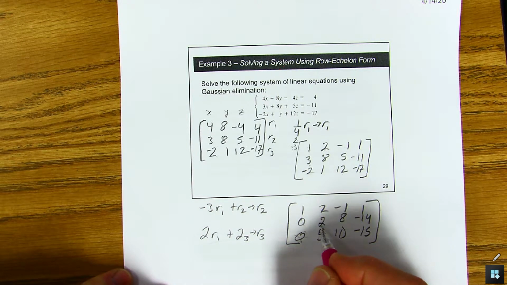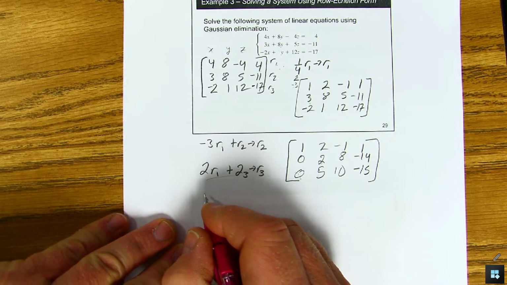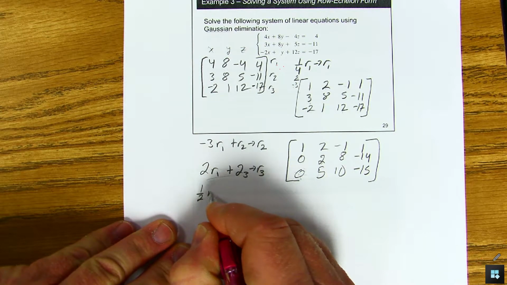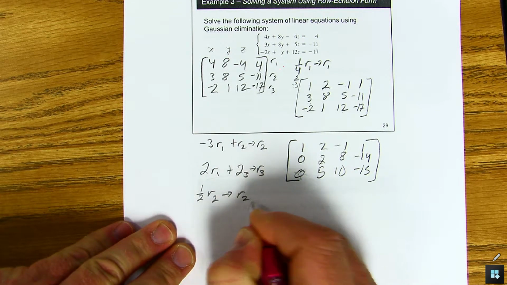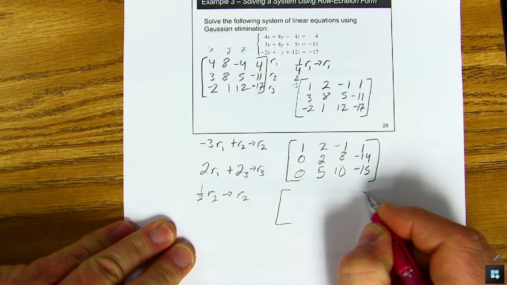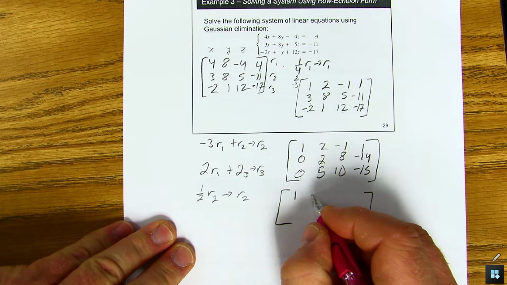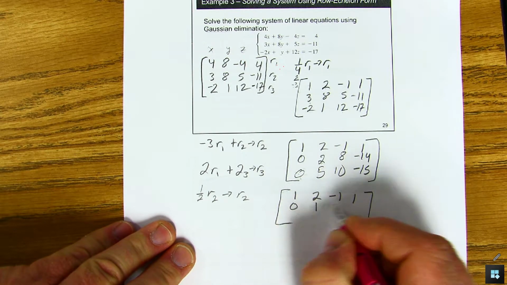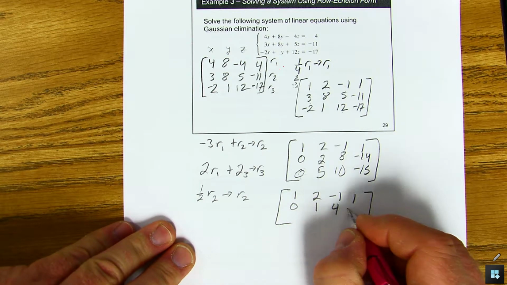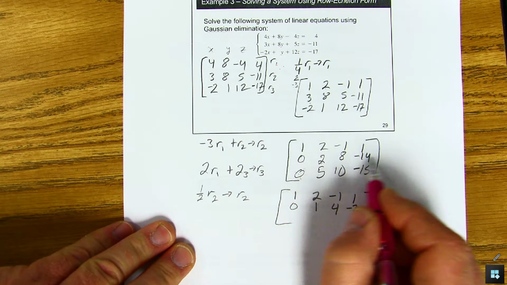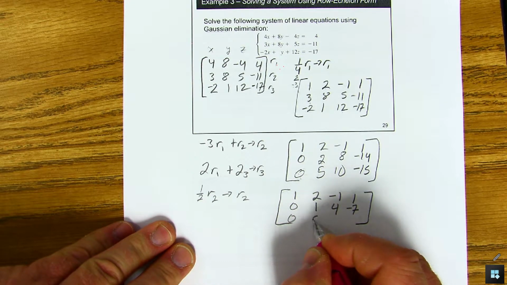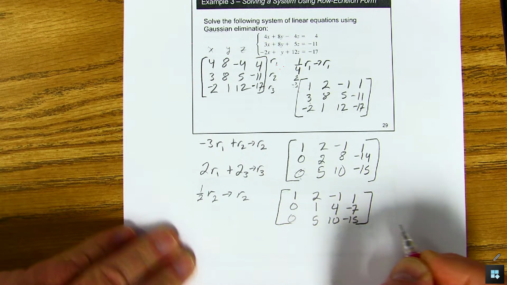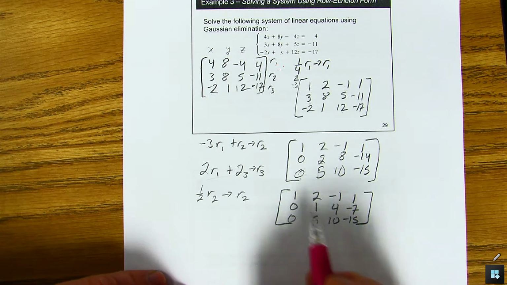Now I want to get this to be a 1 right here. So I would take 1/2 times row 2, and I'm going to replace row 2 with that. So this one stays the same, 1, 2, negative 1, 1. This becomes 0, 1, 4, negative 7, because I'm just taking half of all these numbers, 0, 5, 10, negative 15.